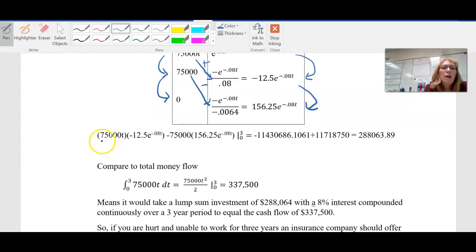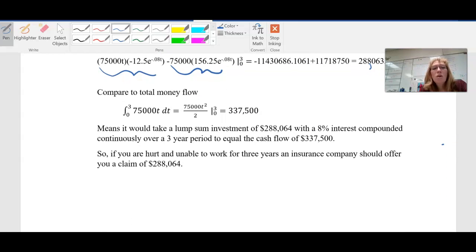All right, multiplied, subtracted the next one, all from 0 to 3. Plug in my 0 and my 3, and I've got $288,063.89. That's with interest.